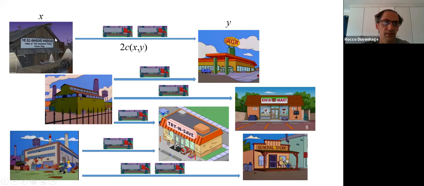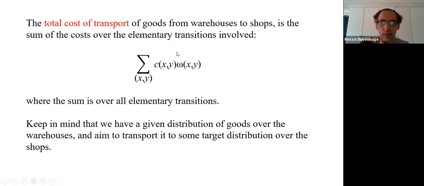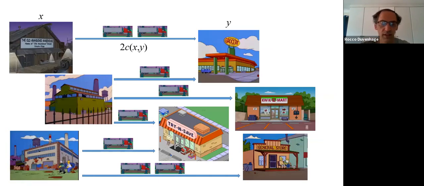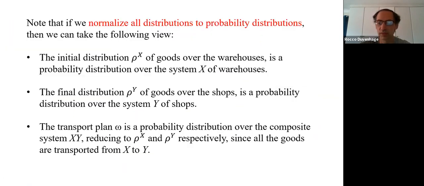So for example, if you look at this, we have 2 truckloads going from this warehouse labeled X to this shop labeled Y. Since it's 2 truckloads, I have to multiply the cost of a single elementary transition by 2, and similarly for all the other ones. And you add it all up, which is exactly this total cost of transport. So the idea is fairly simple. In fact, it's a very old problem, but even in a classical case, mathematically, it ends up being surprisingly difficult to build a theory around this.